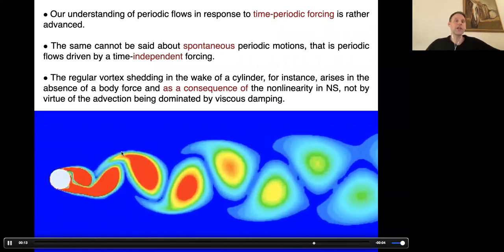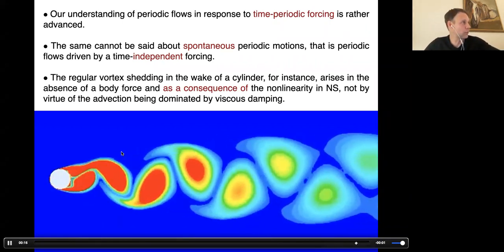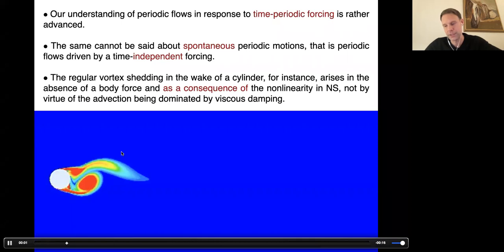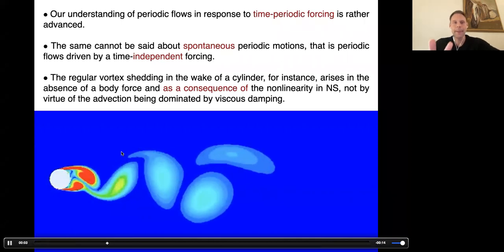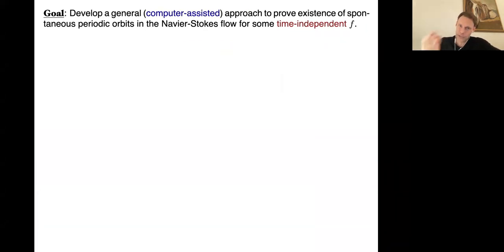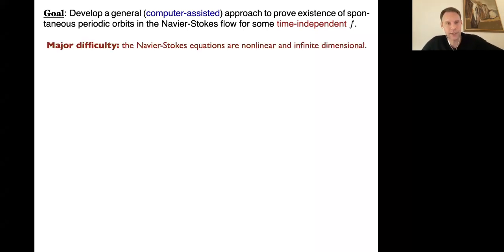So these are the kind of objects that we wish to be able to prove using the tools of computer-assisted proofs. Okay, so that's what I said. We want to develop a general approach to prove, in a mathematically rigorous sense, the existence of periodic motions, spontaneous periodic motions, in Navier-Stokes.